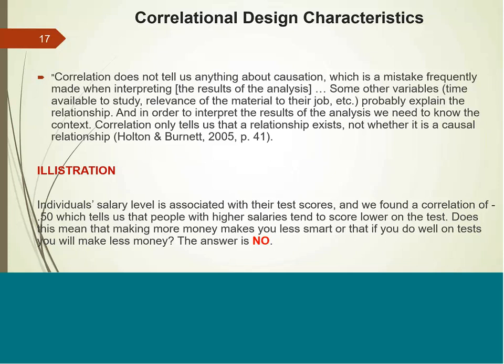For example, individual salary level is associated with their test scores, and we find a correlation of -0.50, which tells us that people with higher salaries tend to score lower on the test. Does this mean that making more money makes you less smart? No, of course not. Or the classical example I use in class, the cost of pizza and the cost of using the subway, they have a high correlation. That means that the cost of pizza drives the cost of the subway? No, there are a bunch of other reasons why this correlation exists.